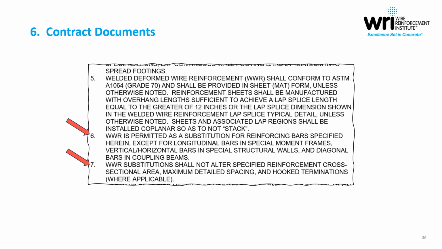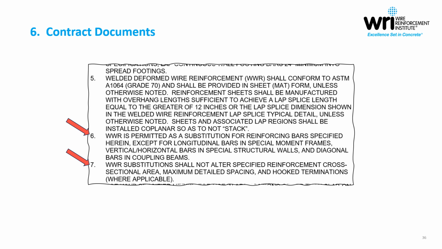Note that the exceptions listed here are really specific to very high seismic components like special moment frames and special structural walls, as well as diagonal bars and coupling beams. Those would typically be an A706 rebar. You wouldn't really be using welded wire reinforcement for those really high seismic elements.